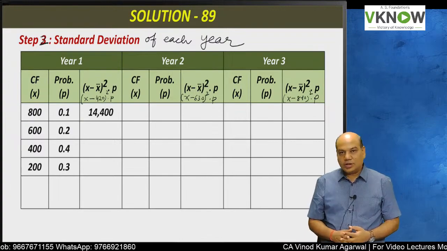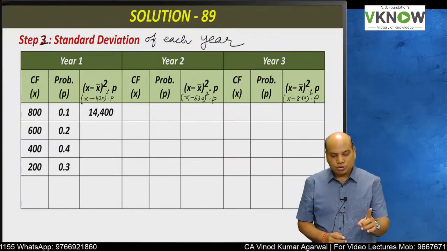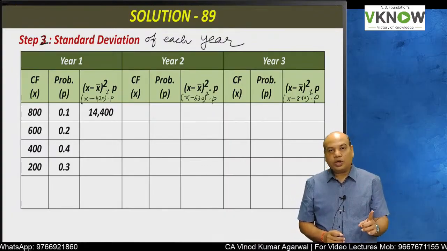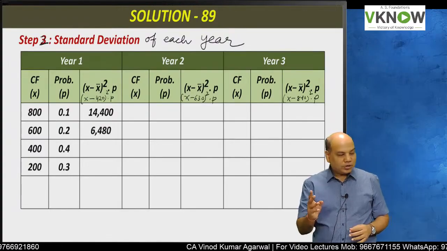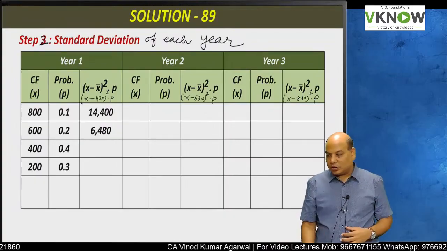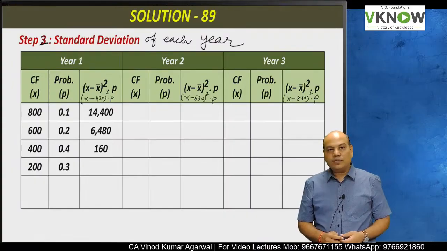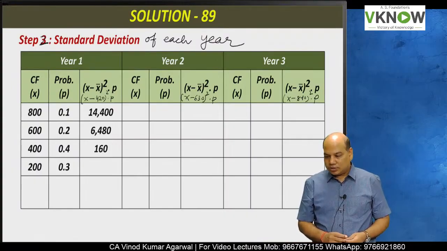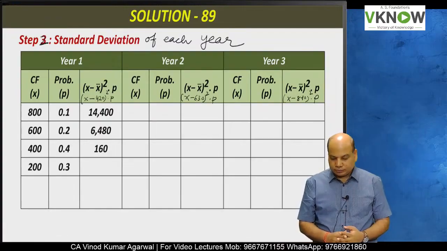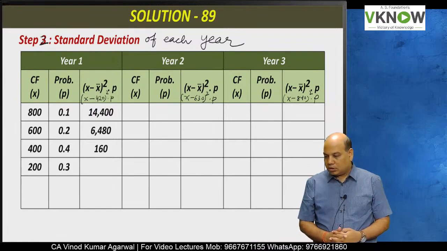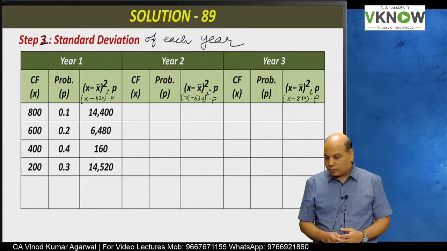14400. Next year, try next year. 600 minus 420 into equal to, into 0.2, equal to, memory plus. Learn to use calculator. 6480. Come on, next year. 400 minus 420 square into 0.4, 160. Next year, 200 minus 420 square into 0.3, equal to, memory plus, 14520.